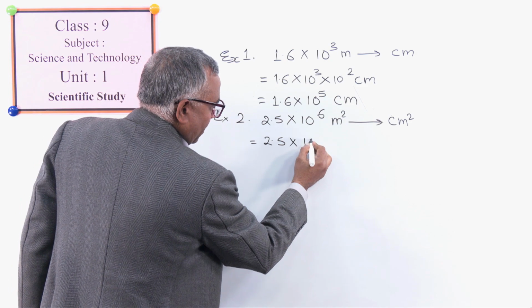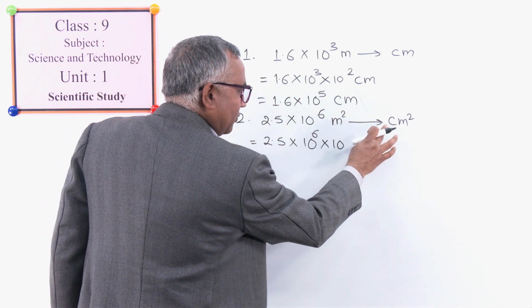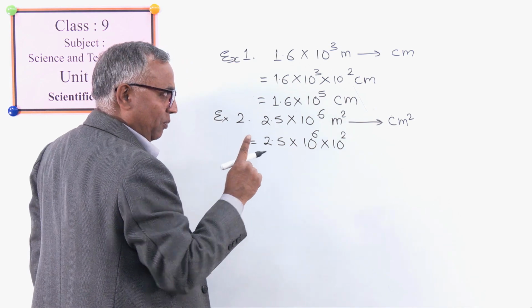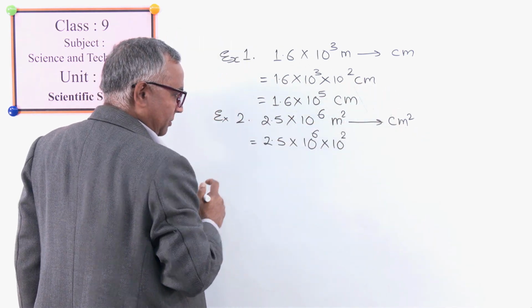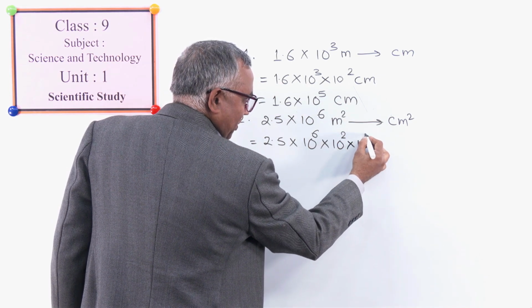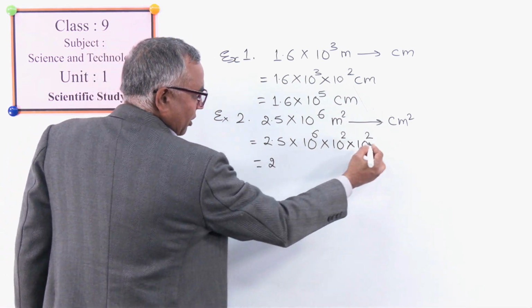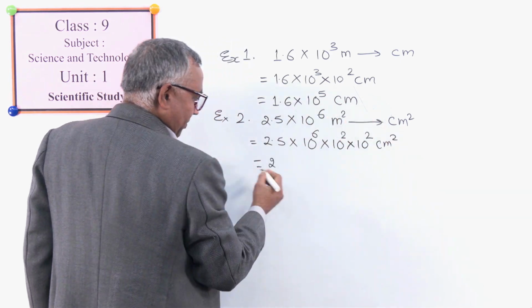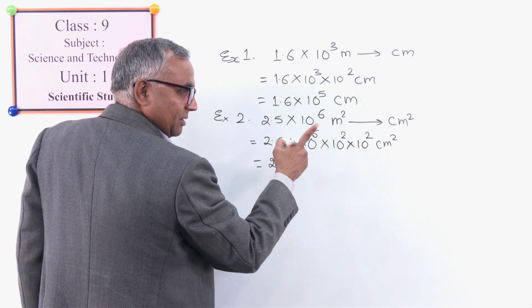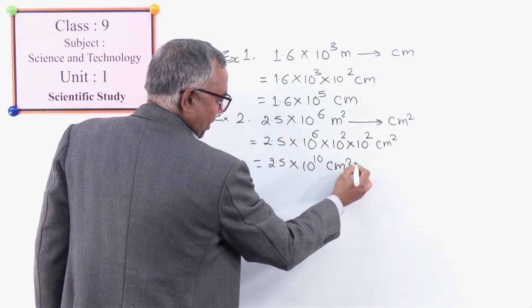2.5 into 10 to the power 6 into 10 to the power, what is the value of centi? Minus 2. But we are writing here positive 2 because bigger unit is going to be changed into small unit, into again 10 to the power minus 2, but in positive, not minus 2, 10 to the power 2, and that will be 2 point. Here also you can write centimeter square. After that, 6 plus 2 plus 2, that is 10. 10 to the power 10 centimeter square.